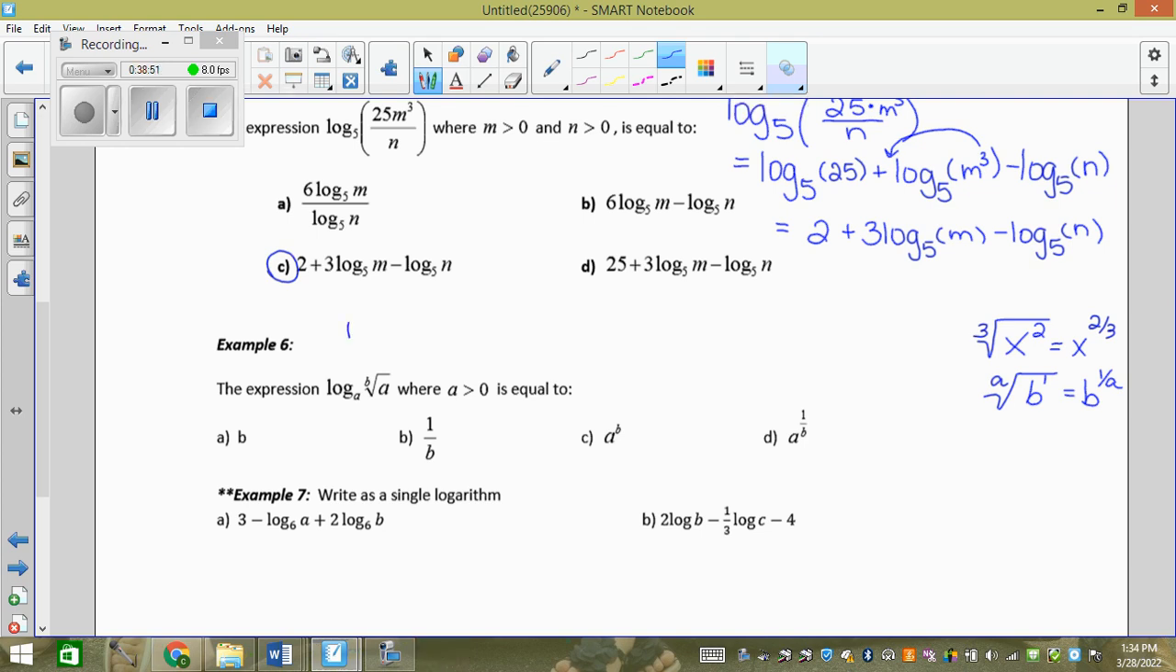Log base a of a to the what? This a is to the 1. So what's it going to be? To the 1 over b. What can we do with this 1 over b? We can drop it in front. So we can get 1 over b log base a of a. What do we get when it's log base a of a? That's a 1. So what's my answer? 1 over b times 1, which is? 1 over b.